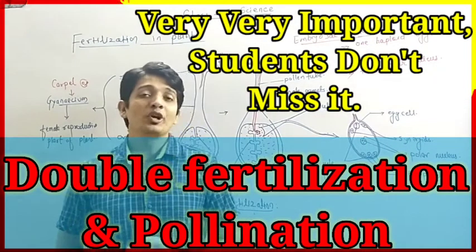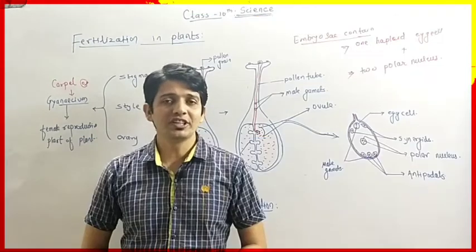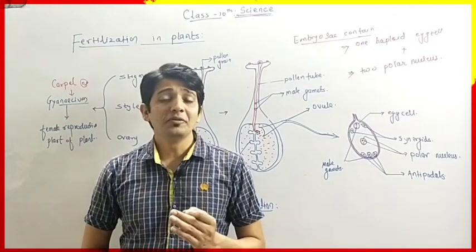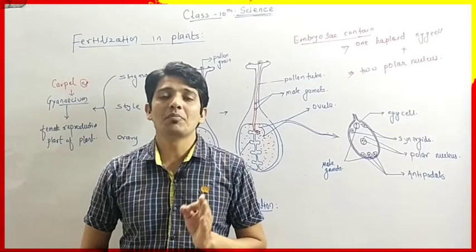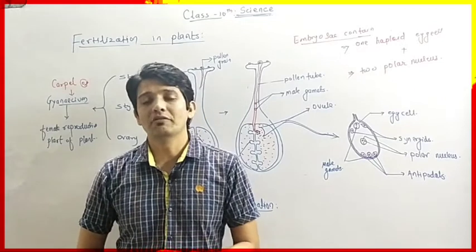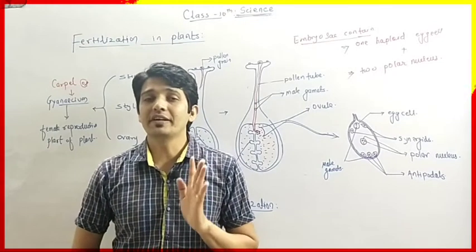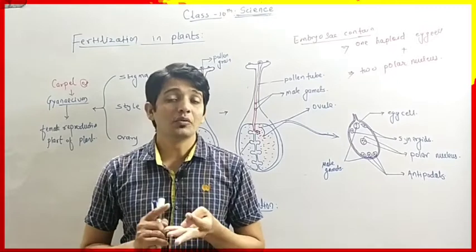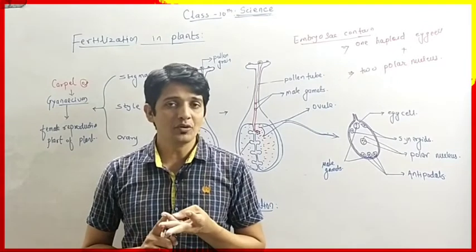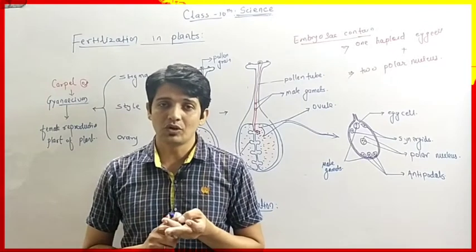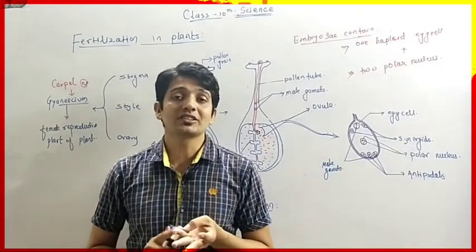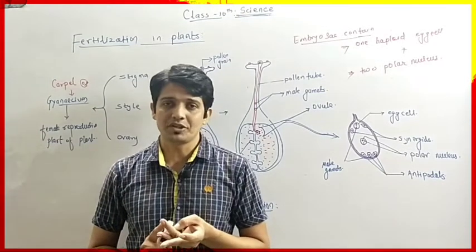So today we are going to understand the fertilization process in plant. In previous video we have understood about the different parts of the flower. Like the flower contains four different parts: one is androecium, gynoecium, calyx and corolla. Or we can say calyx, corolla, androecium and gynoecium.